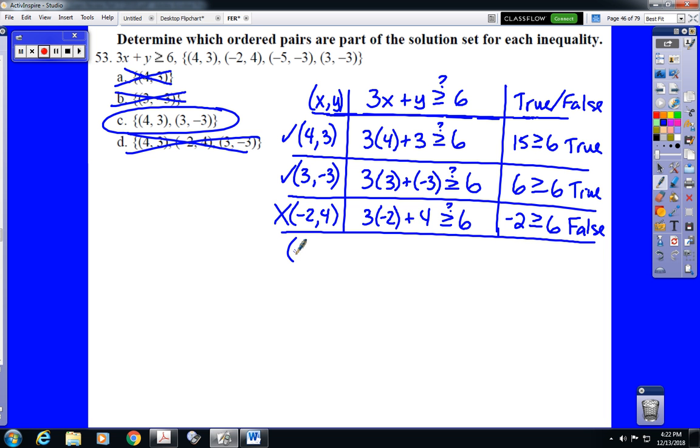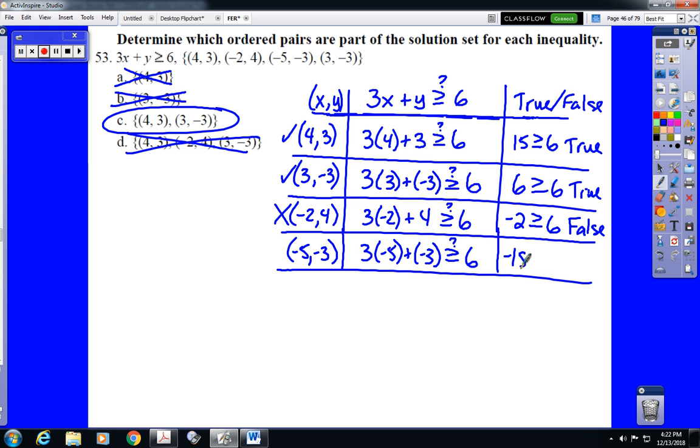Now, if you were to check the last point, which you don't have to because it's a multiple choice question and we've already figured out the answer, we would do 3 times -5 plus -3, checking to see whether or not that is part of the solution set. That's -15 plus -3, which is -18. That would be false as well, which means that point should not be in the solution set. So our solution set should consist of only (4, 3) and (3, -3), which is answer choice C.